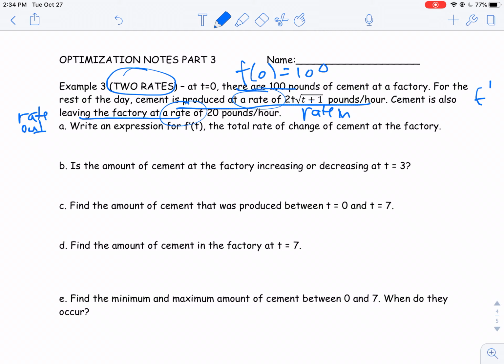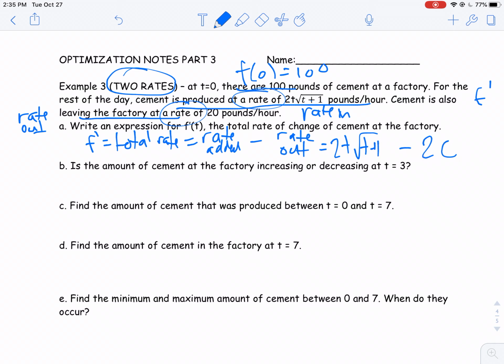So we have to write an expression for F prime, the total rate of change of cement in the factory. So my total rate, I need to incorporate both of the rates of change. So we have the rate at which things are being added minus the rate at which things are being removed, my rate out. So my total rate is 2t rad t plus 1 minus 20.